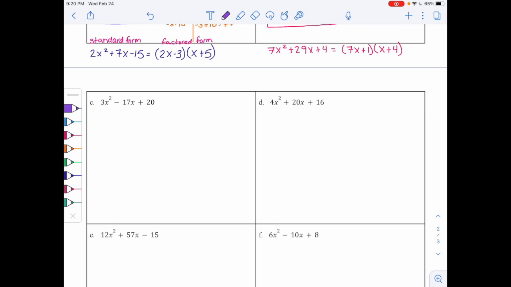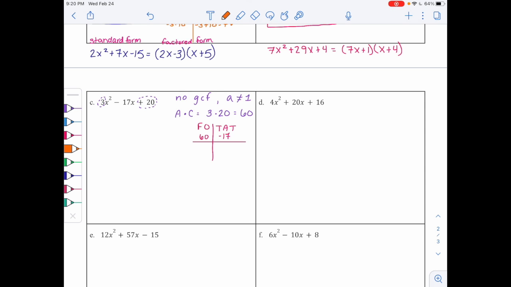Example 3, look for a greatest common factor. There is no GCF between 3x squared, 17x, and 20. A is not equal to 1, so we're going to do AC. A is 3, and C is positive 20. That's going to get us to 60. So now we say factors of 60 that add to negative 17.